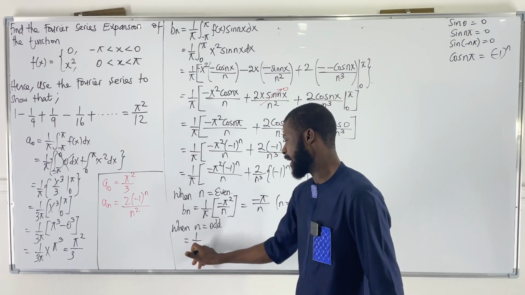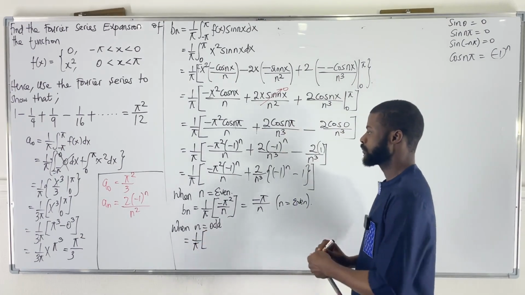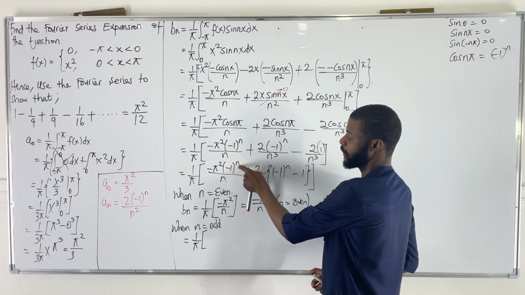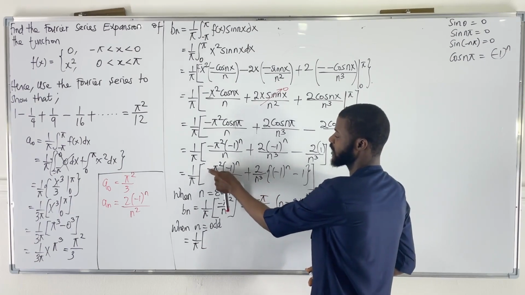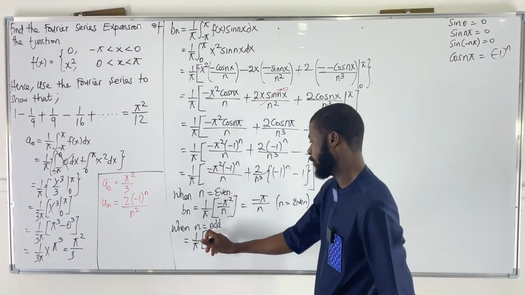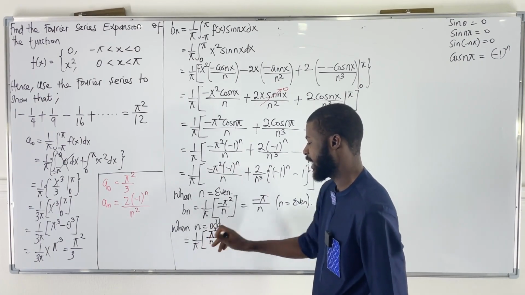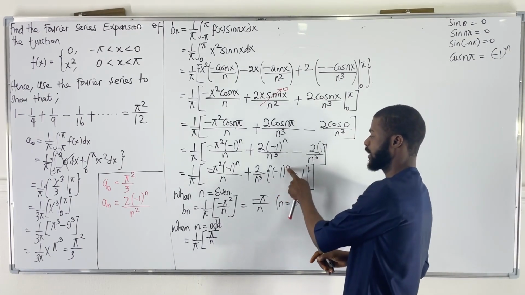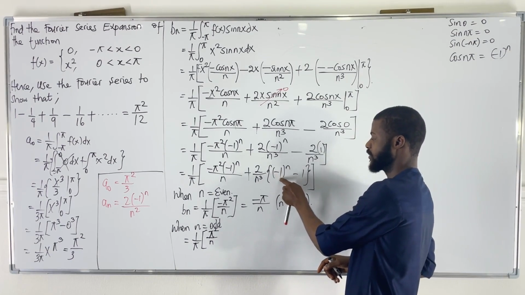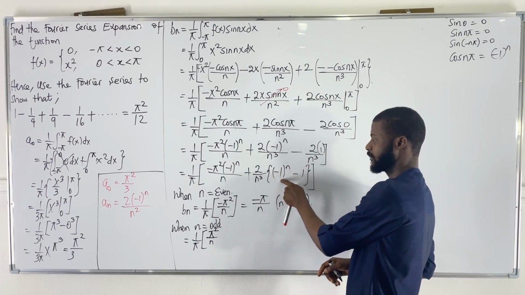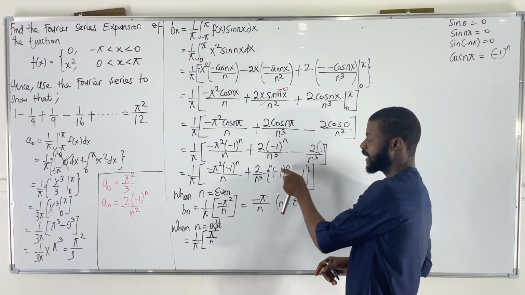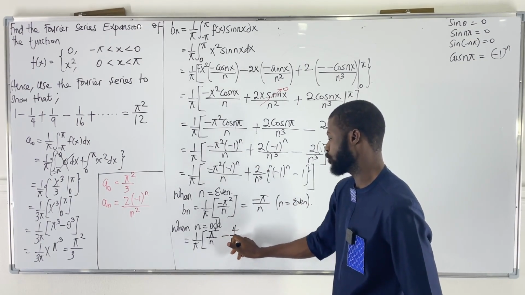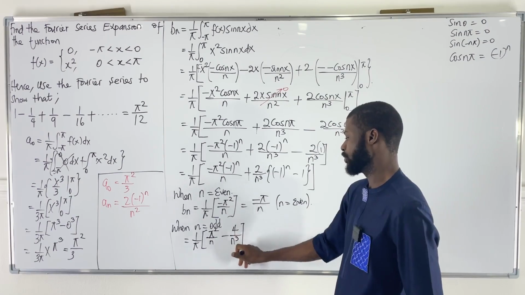So this is 1 over pi into, if you put 1 here, minus 1 to the power of 1 is minus 1. Minus 1 times this minus pi squared will be positive. So what will be left here will become pi squared over n. Now for this part, let's deal with this bracket. If we put 1 here, minus 1 to the power of 1 is minus 1. So minus 1 minus 1 is minus 2. That minus 2 will come and times this 2 to give us minus 4 over n cubed.